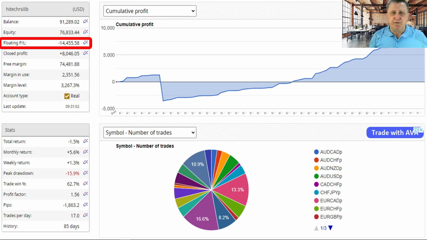So all this is very nice. But what happens when you have an account where individual currency pairs are now squeezed into one big portfolio? From there on, you can see that you have a profit and loss, basically the floating profit and loss.